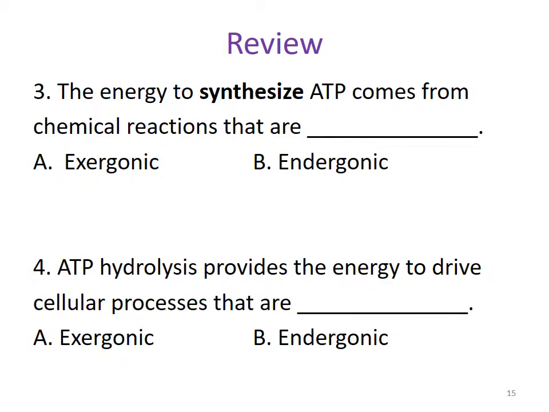Number four, ATP hydrolysis provides the energy to drive cellular processes that are blank. Is it A, exergonic, or B, endergonic? So what is ATP hydrolysis again? Remember, hydrolysis is the breaking apart. So this is when we're going from ATP to ADP. And when we break apart ATP, we are releasing energy. So that is going to drive processes that are endergonic, or energy requiring. So B is the answer for number four.